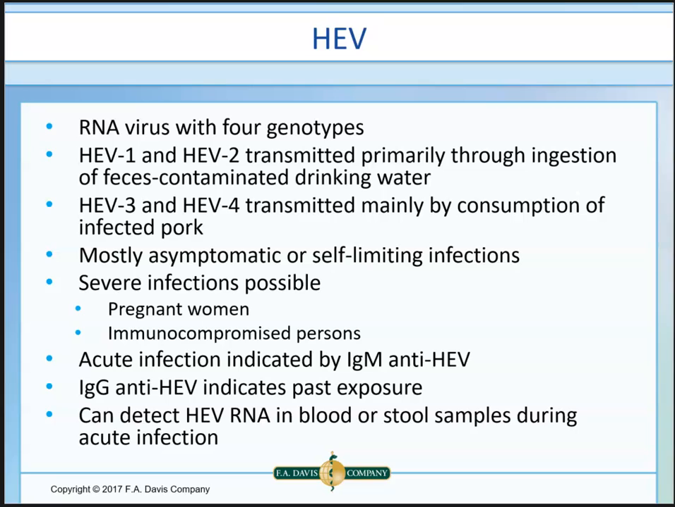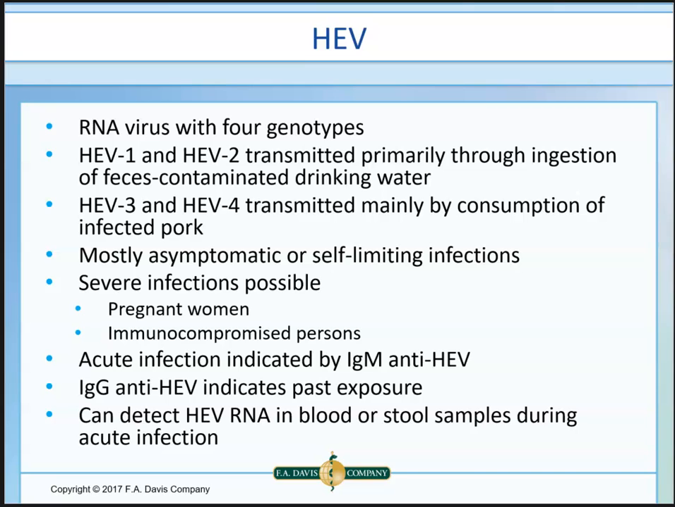3 and 4 can be seen in Japan because they don't always cook pork correctly. They can also be seen in North America and, of course, in Europe. So it's pretty asymptomatic, a pretty self-limiting infection, except in immunocompromised people and also in pregnant women. So what we look for, if it's an acute infection, is the IgM antibodies to HEV. IgG indicates a past exposure.